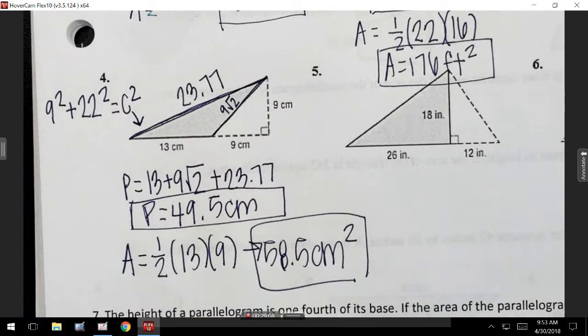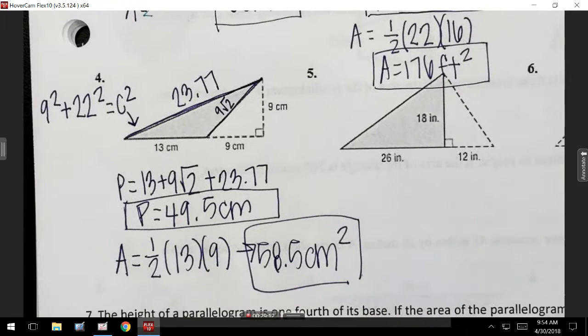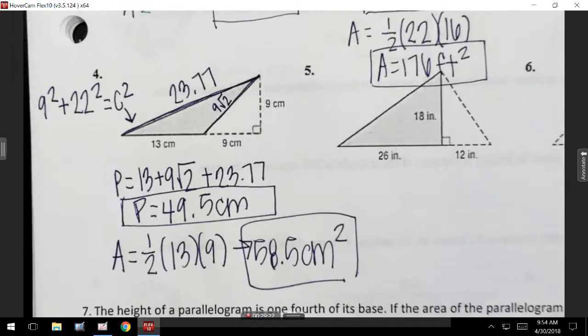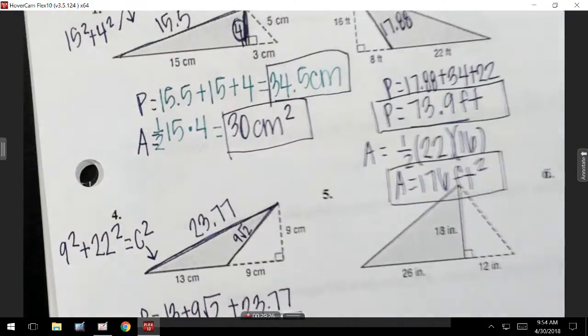Okay, we're going to skip 5 and 6 for right now. If you've already done it, that's fine. But if you look on the next page, page 4, I want you to finish 1 through 6. And then we didn't get all the way finished. I want to get to 7 and 8, so we'll come back and do those tomorrow. Okay, 1 through 6 on page 4.